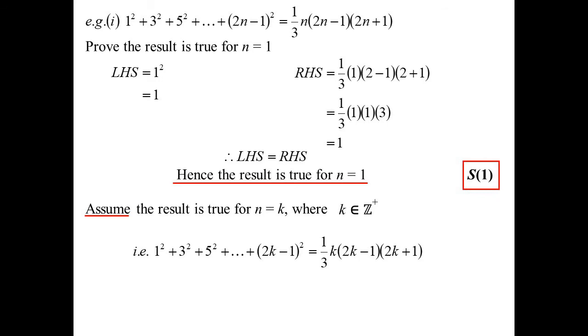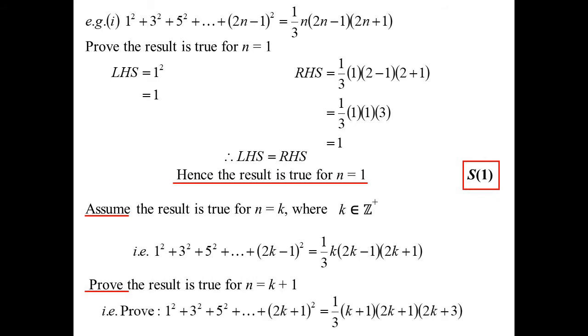But it will match the conditions, and in this case, it just had to be a positive integer. Now we're going to prove the result's true for k plus 1. It's always good to write down what you're trying to prove. So we'll end up proving that 1 squared plus 3 squared plus 5 squared up to (2k plus 1) squared is a third (k plus 1)(2k plus 1)(2k plus 3). So everywhere we see an n, I'm now replacing it with k plus 1. That's what we've got to prove.